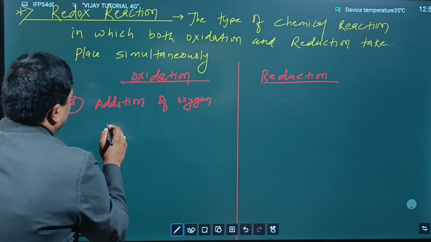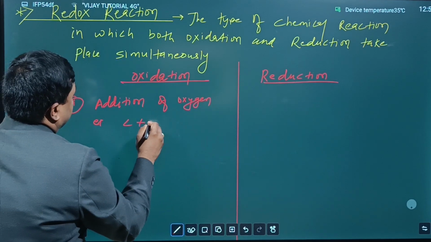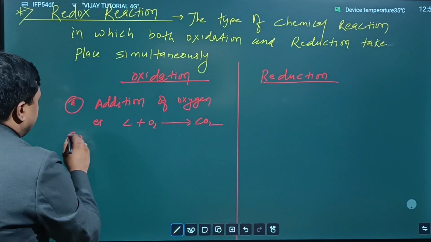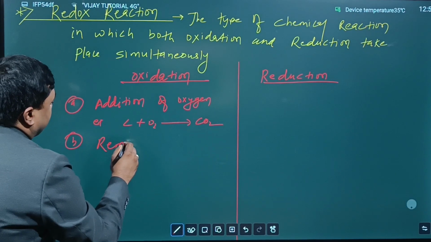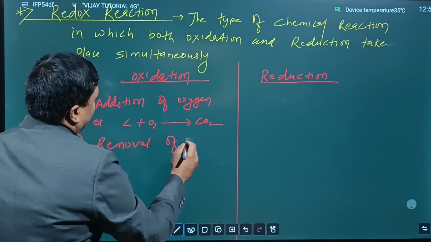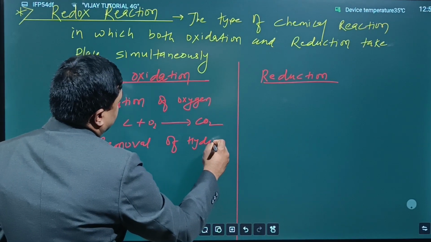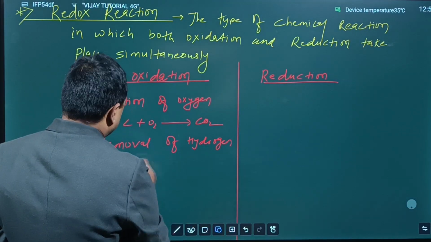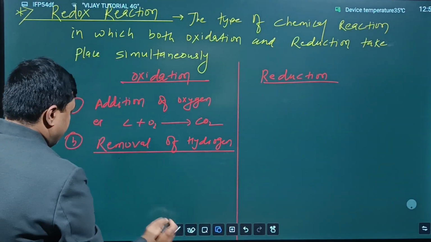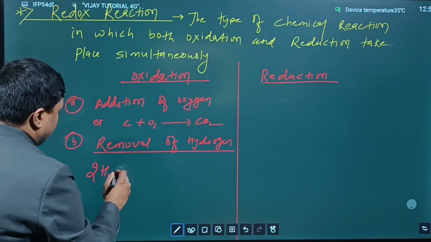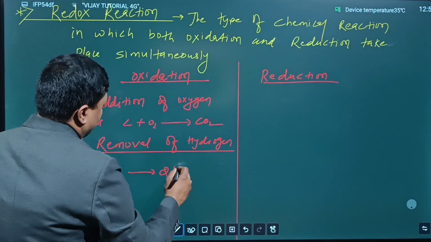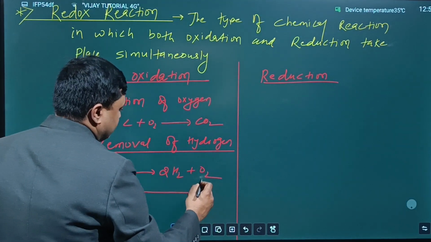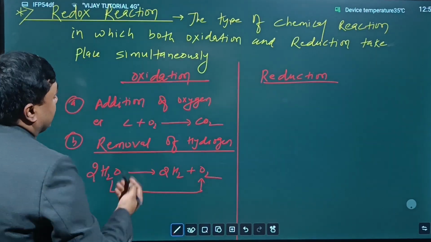For example, C plus O2 gives rise to CO2. Or we can say there is a removal of hydrogen. For example, 2H2O gives rise to 2H2 plus O2. You can see with oxygen hydrogen is there, here with oxygen hydrogen is not there. So it is oxidation.